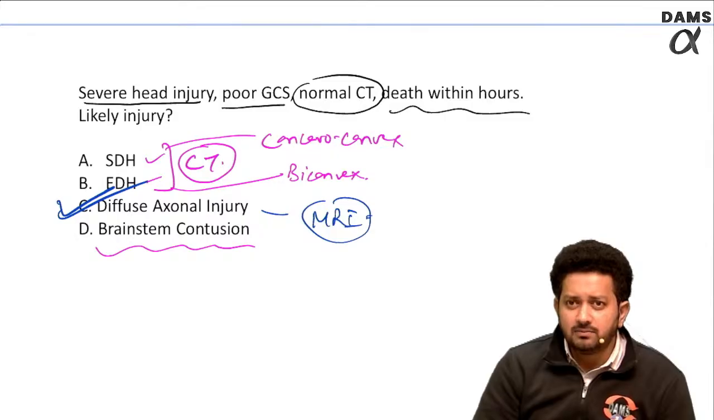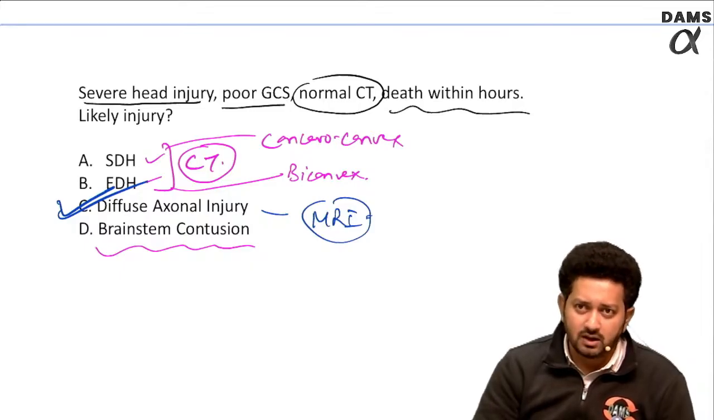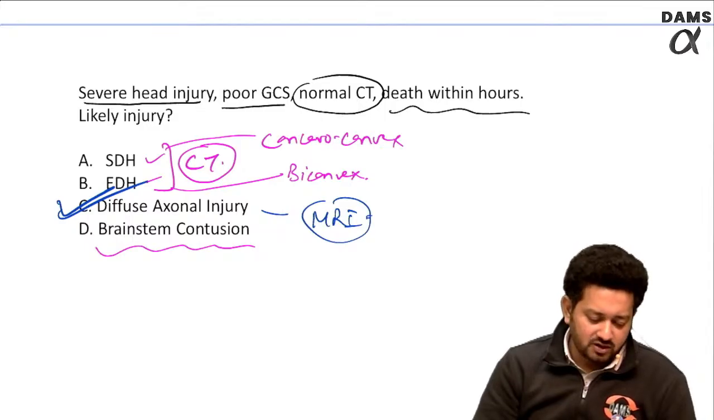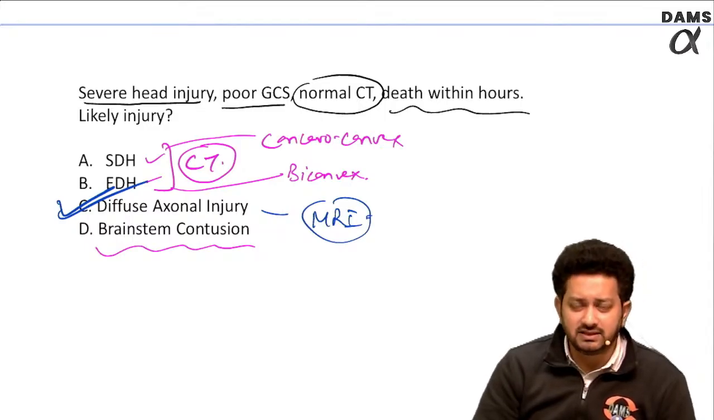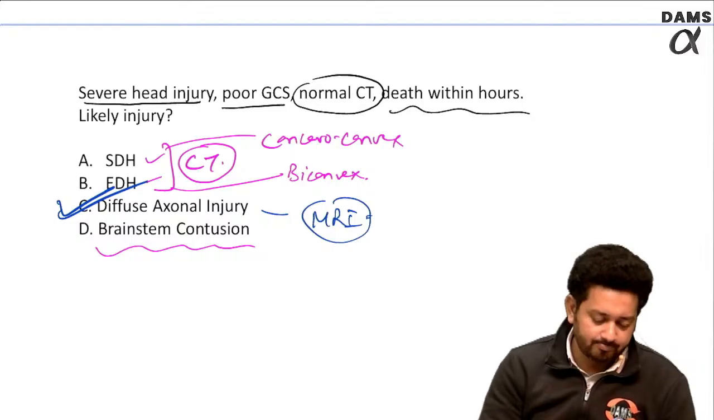opacity. Retraction ball was given in the question. Which question? Study point MBBS. Which question had they given retraction ball? Okay, so diffuse axonal injury seems to be the better answer.